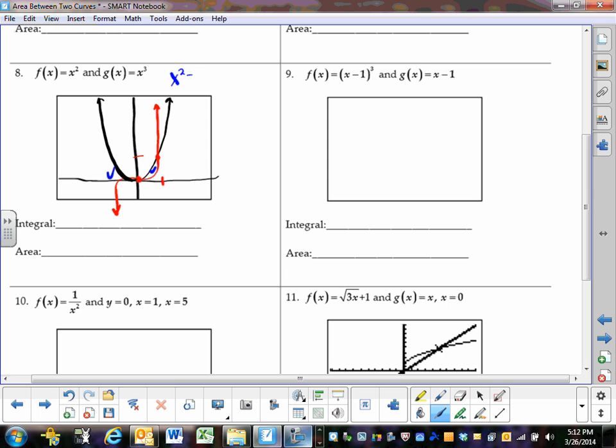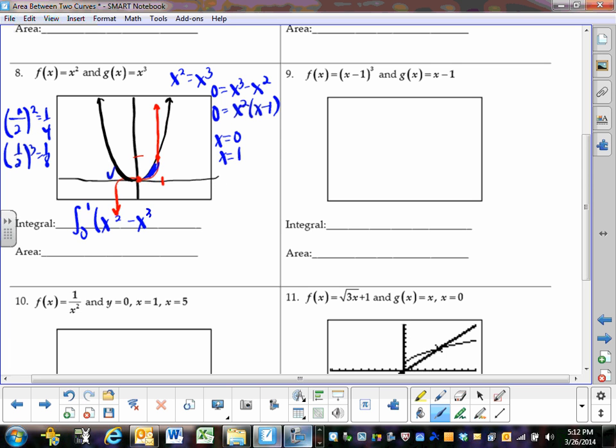If you set them equal, a lot of people miss some of the zeros. That means 0 has to equal x cubed minus x squared. So if I factor out x squared, I get x minus 1. So I have x equals 0 and x equals 1 only. But the x squared graph is larger, and I know that because if I try 1/2 squared, I get 1/4, and if I try 1/2 cubed, I get 1/8. So the square is larger for that particular interval. So from 0 to 1, it's x squared minus x cubed dx. And if I remember correctly, your answer should be 1/12.